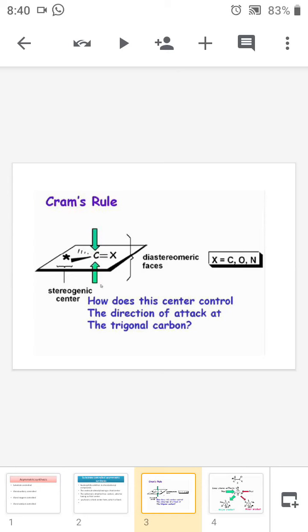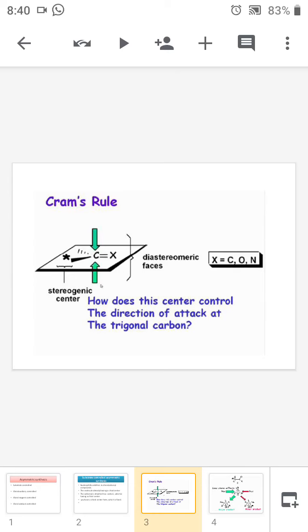Hello. There are certain rules for predicting the product of the nucleophilic addition to a chiral carbonyl compound. So the first rule is Cram's rule. I already discussed in the last class that the nucleophile is added to a carbonyl group which is already connected to a chiral center.